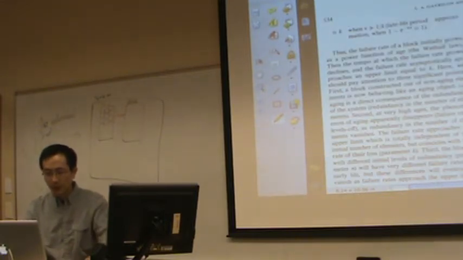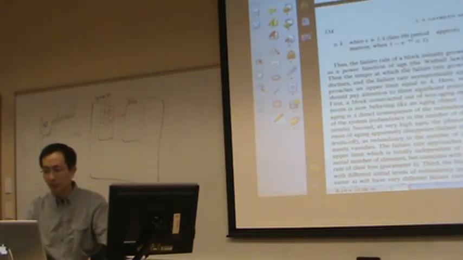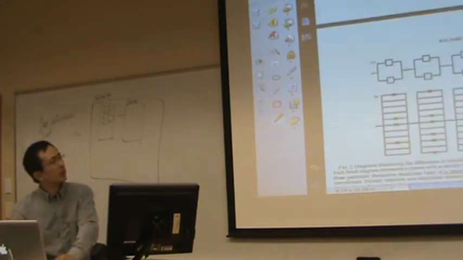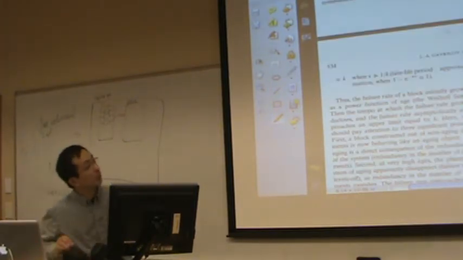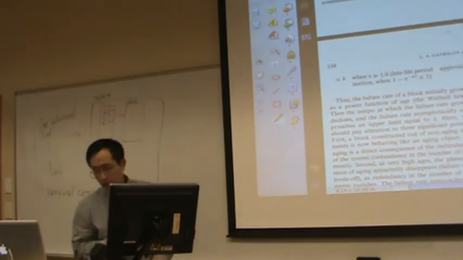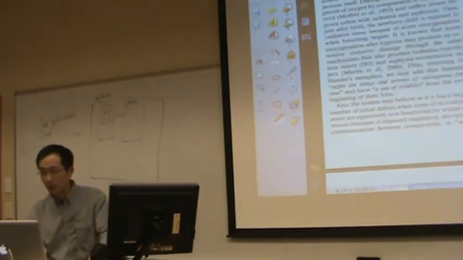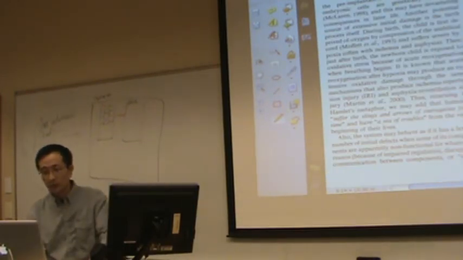So B, anything with a subscript B, that's a block number. I don't know why my computer is so slow right now. So you see the B? I guess you can see here. You see the mu B? That's the mortality rate for the block, mu B.